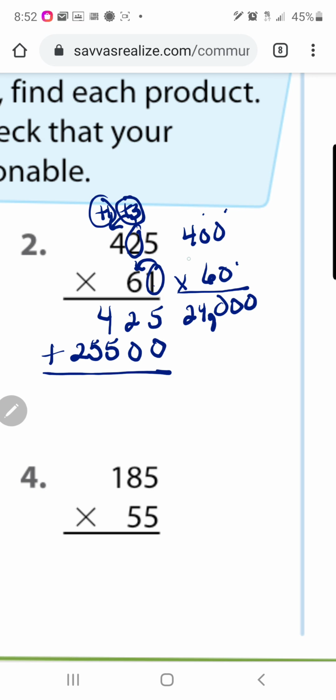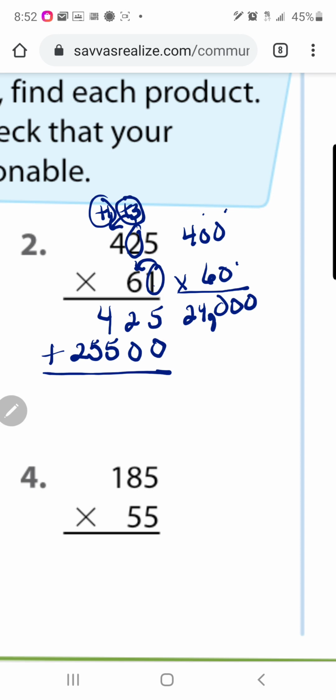Add your two partial products. The reason they're called partial products is because the root word of partial is part. So each of these two numbers that you got here are parts of a product. Therefore, 425 is part of a product, or a partial product, and 25,500 is also part of a product, which means we say that it is a partial product.